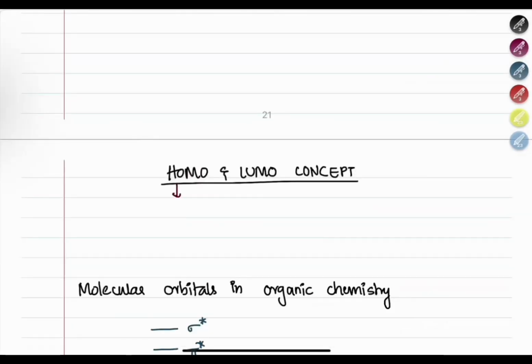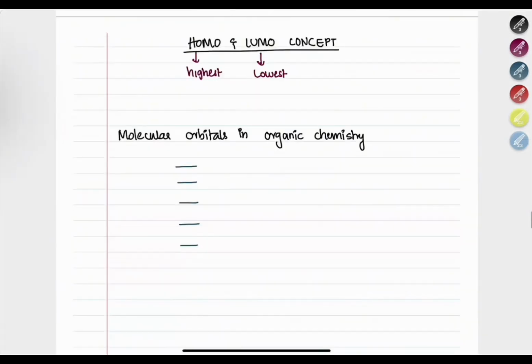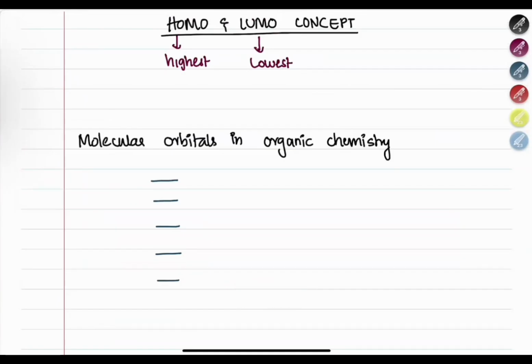We have already seen that HOMO is the highest occupied molecular orbital and LUMO is the lowest unoccupied molecular orbital. And in organic chemistry, there are different molecular orbitals. There are sigma, pi, then non-bonding orbitals, then comes pi star and sigma star. These are the different molecular orbitals in organic chemistry.